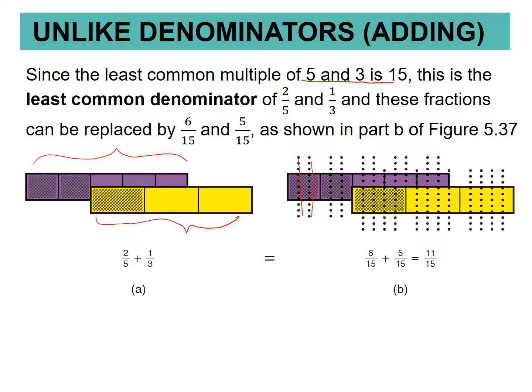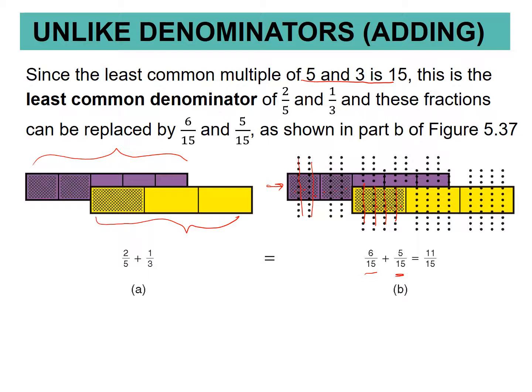And if I take the 1/3 bar and divide each of these 3 into 5 pieces, there are 15 of those smaller pieces in the yellow bar. So now I have the purple divided into 15ths, and what I have shaded is 1, 2, 3, 4, 5, 6 of the 15 are shaded. And in this thirds bar, I have 1, 2, 3, 4, 5 of the 15ths shaded.